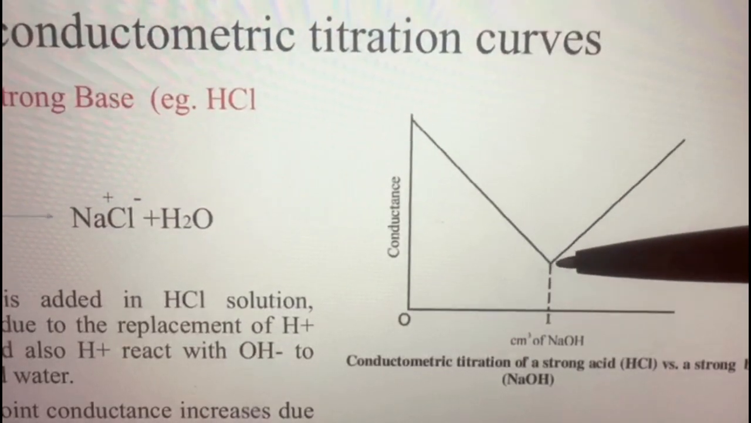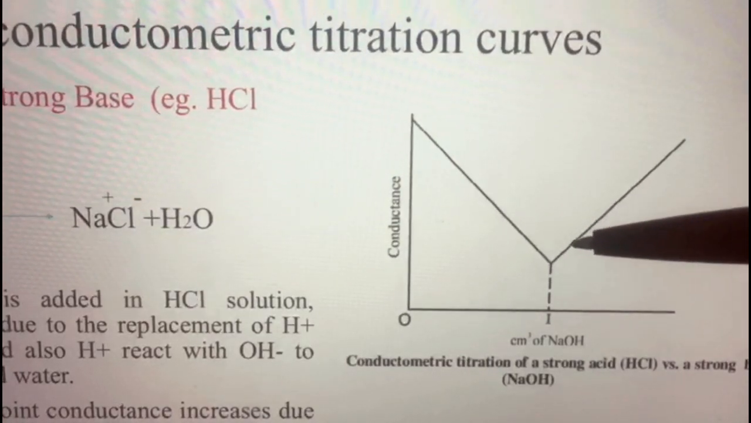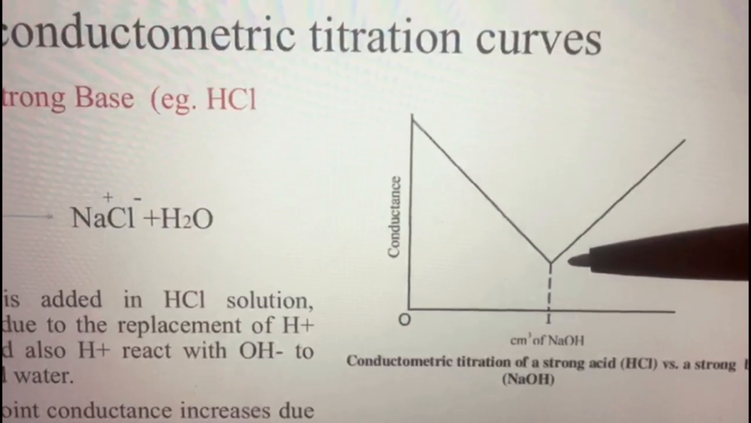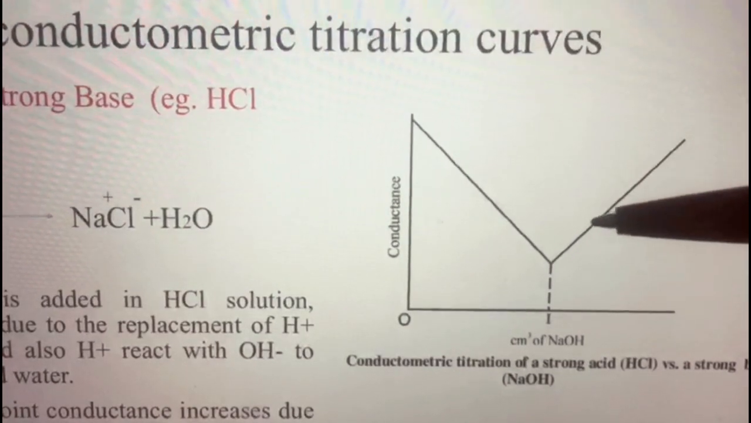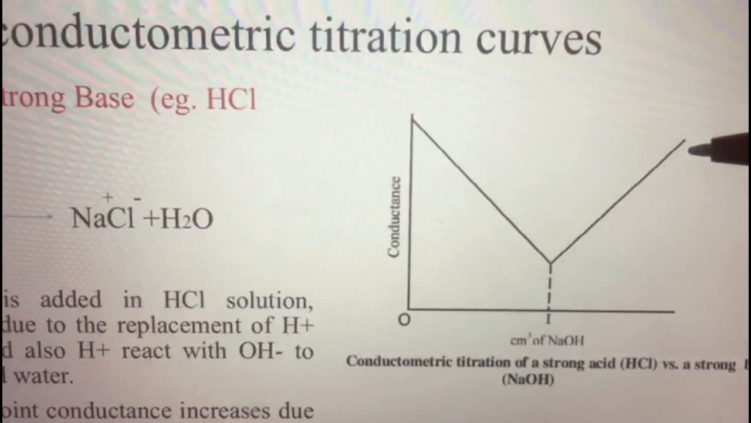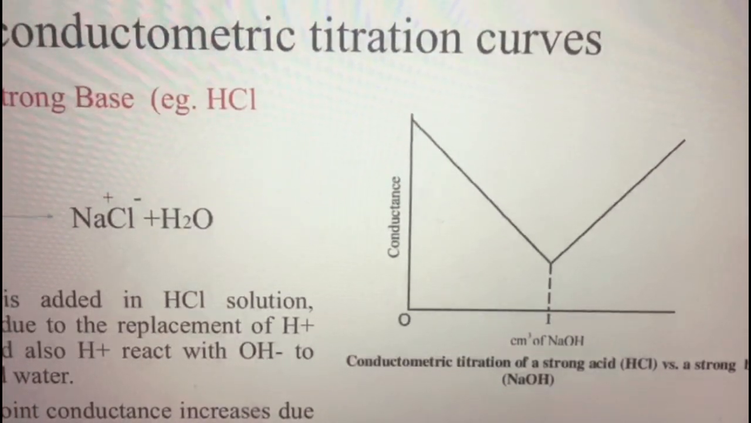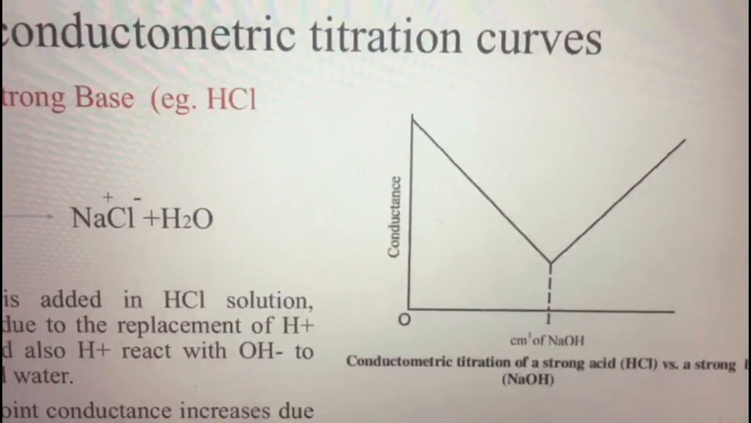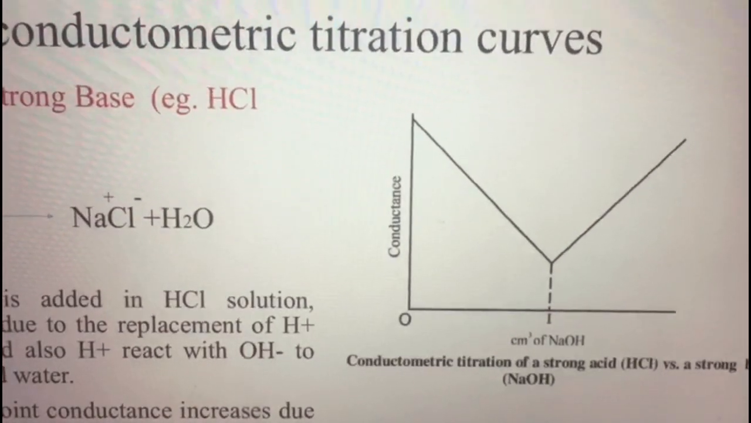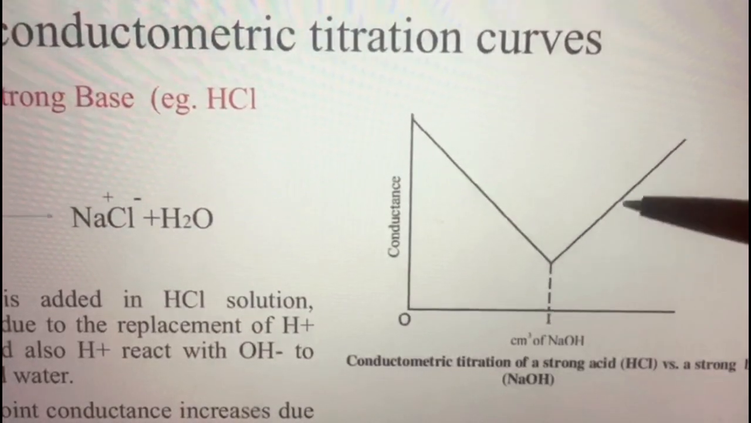Then once the endpoint is reached, meaning once all the HCl is titrated with sodium hydroxide, it will be neutralized. Then further addition of sodium hydroxide will increase the conductance because of the presence of fast moving OH minus ions, because there is no acid in the solution, so the conductance will be only due to OH minus ion. That is why the conductance increases after the equivalence point.